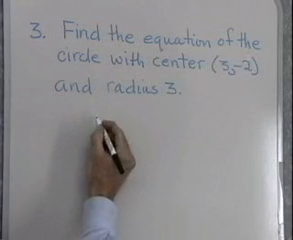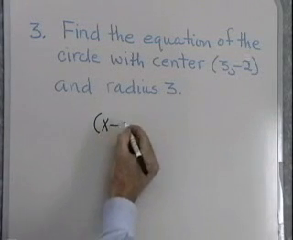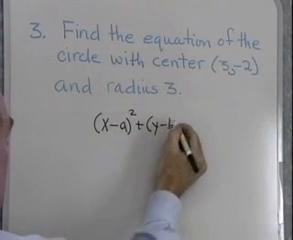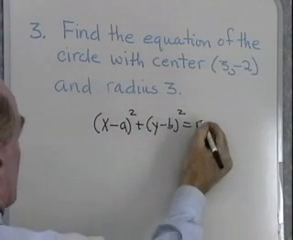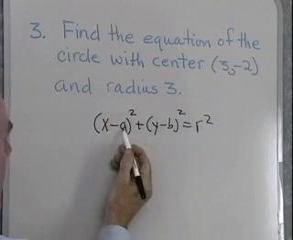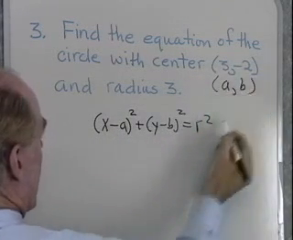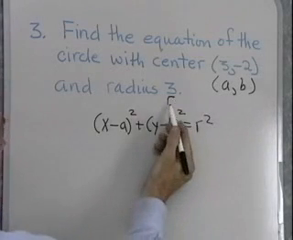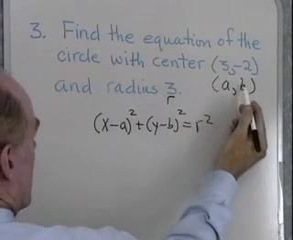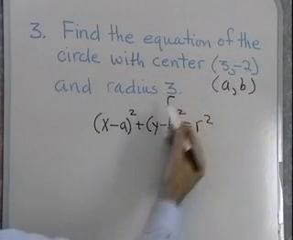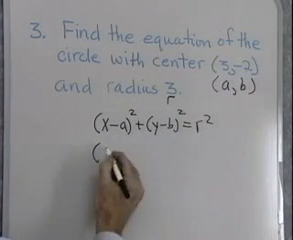So my equation for a circle is this. (x - a)² + (y - b)² = r², where the point (a, b) is the center of the circle, and the radius is r. So r is equal to 3, a is equal to 3, b is equal to negative 2. So I'll substitute these numbers into my equation, and I'll have this.